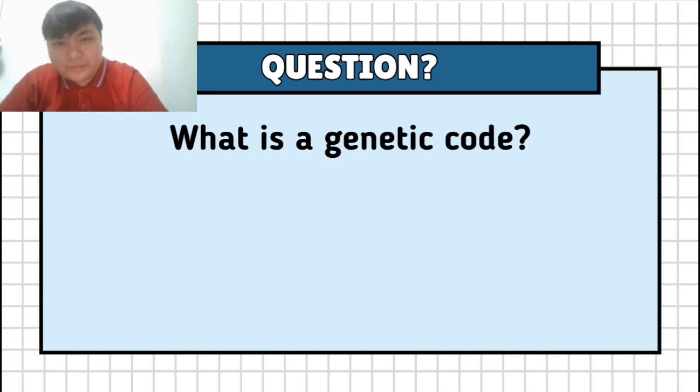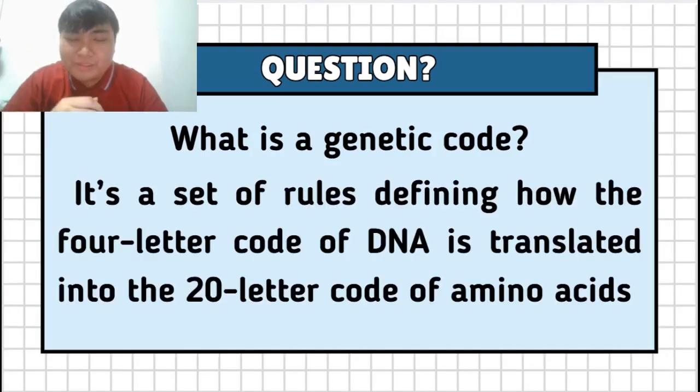If you have no mic, please answer in the chat box. Okay, I can see so many answers now. Thank you for your answers. But if you answered it is a set of rules defining how the four-letter code of DNA is translated into the 20-letter code of amino acids, then you're correct.